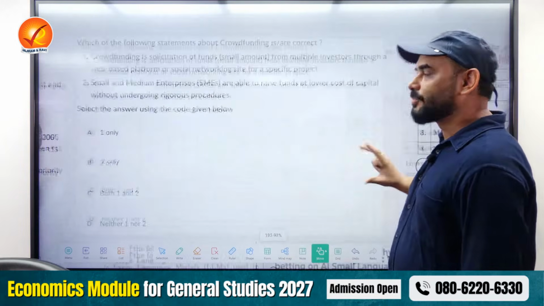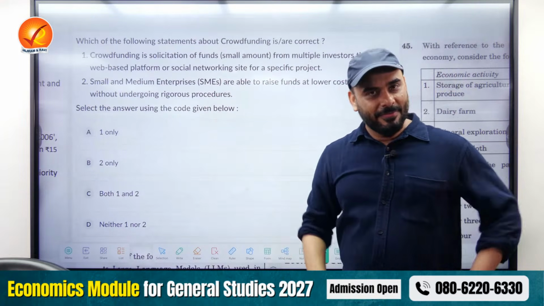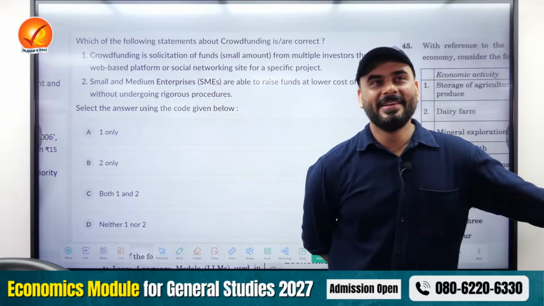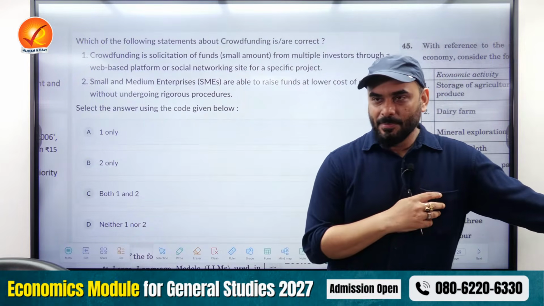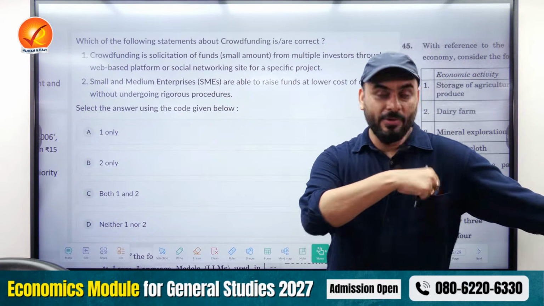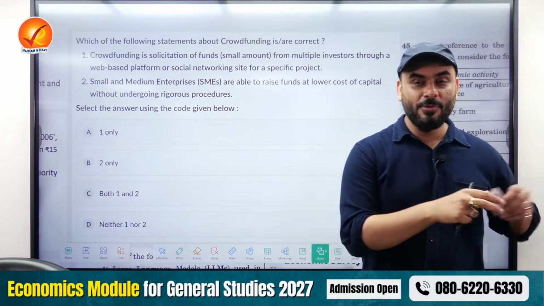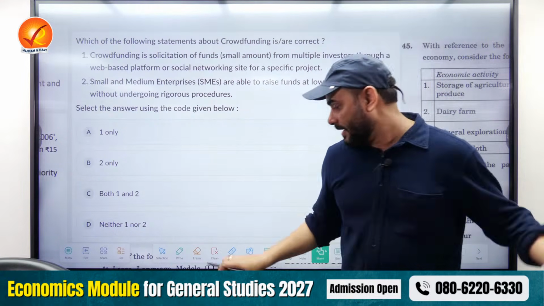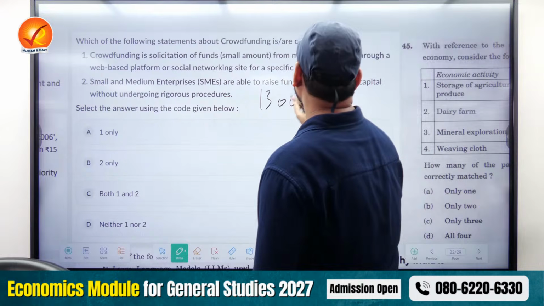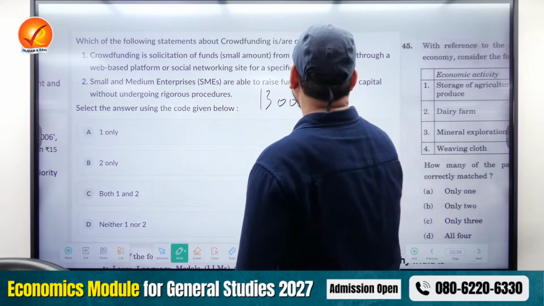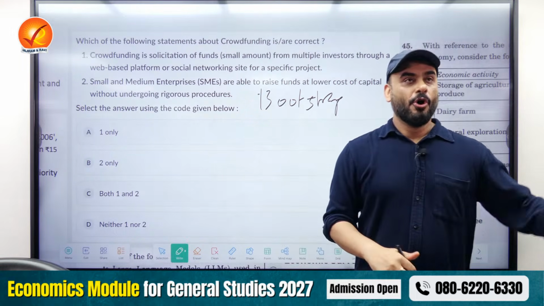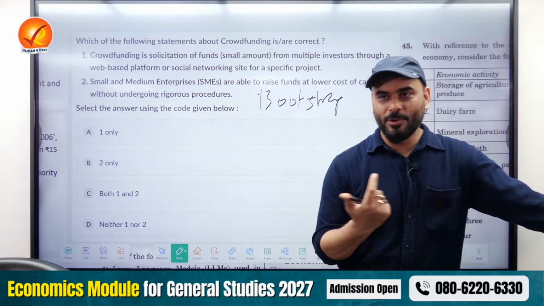Let us see this question. It is related to startup finance. How do startups get their money? If I want to start a company, I will either arrange my own fund from my pocket. So if I bring my own fund from my pocket, what is that called? It's called bootstrapping. Or if I don't have funds, I can borrow from a bank.